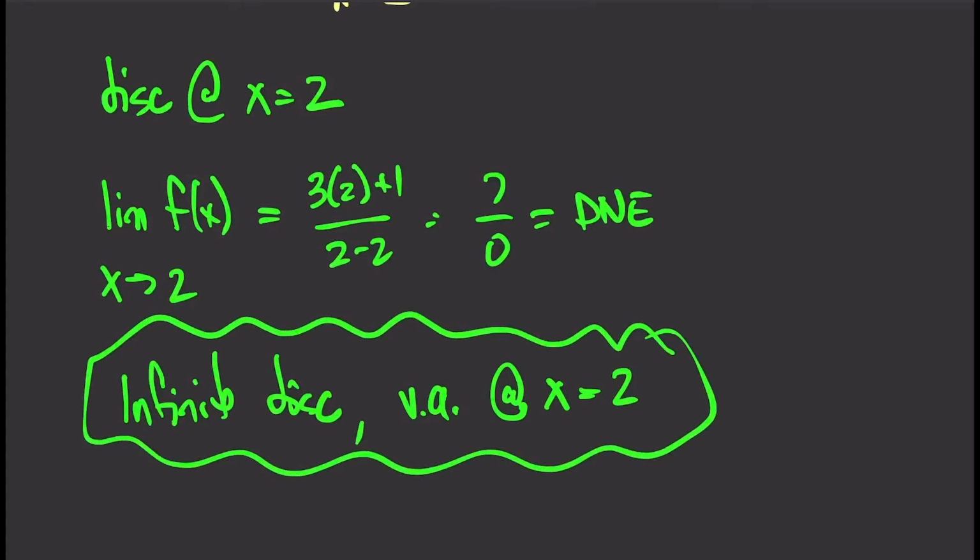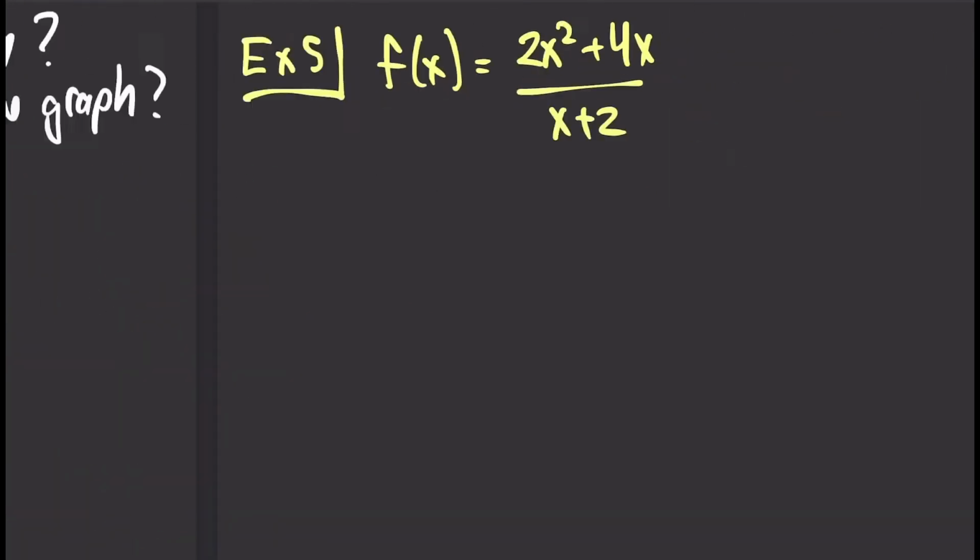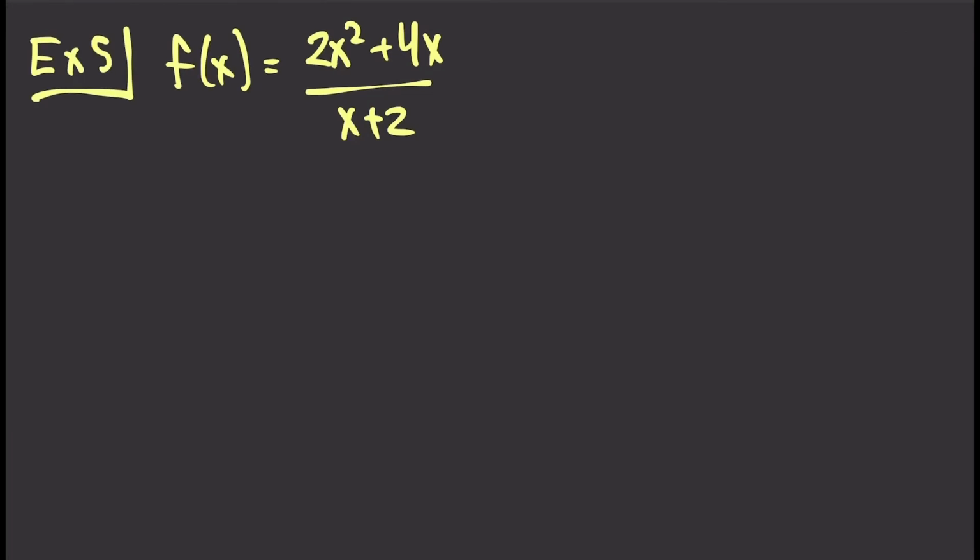So I've determined where it has discontinuity, answering that part of the question. I've taken the limit. Since the limit did not exist, that told me it had infinite discontinuity. And graphically, what happens? Vertical asymptote at x equals 2. All right, how about the next one?